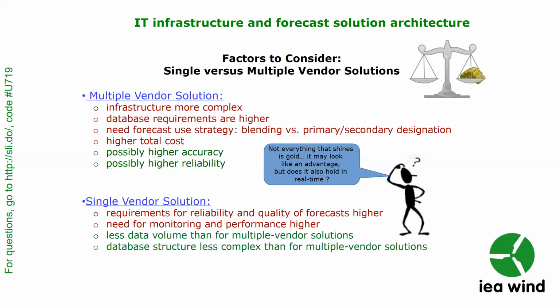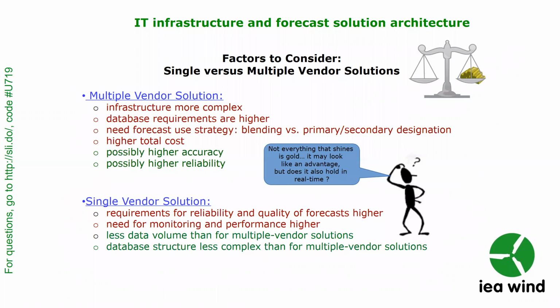So that's then the opposite. If I have a single vendor solution, I have other requirements. Here are the requirements for reliability and the quality of the forecasts have to be high, but I also need to have more monitoring, and the performance has to be higher. So with a single vendor solution, you have to make sure that you have an SLA that ensures you always have a forecast. On the other hand, you have less data volume than in a multiple vendor solution.